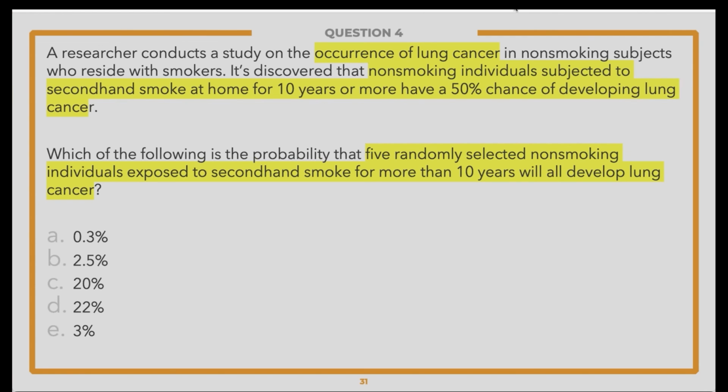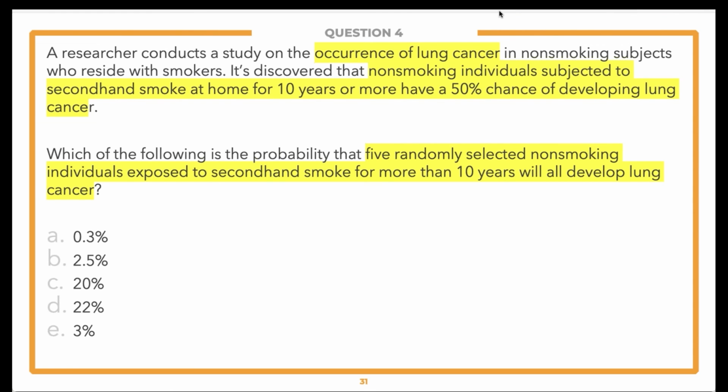Okay, so let's take this step by step. Let's talk about 2 people first of all. We have 5 people here just because it makes it tougher, but it's number 1. So each person has a 50% chance of developing lung cancer. So patient A has a 50% chance, patient B has a 50% chance.